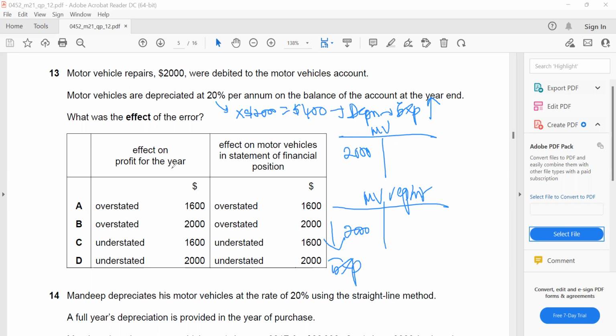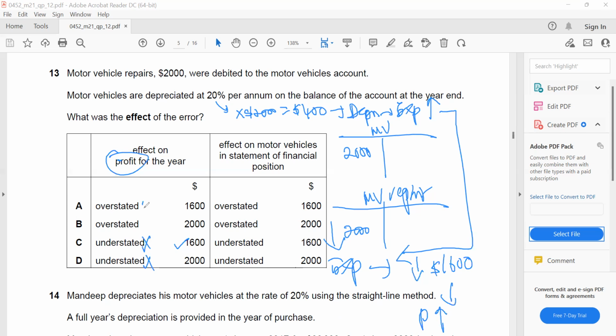So here, the effect on the profit for the year: understated 2,000, overstated 400. So the net effect for these two will be understated 1,600. This one is about the expenses, and this one is talking about the profit. In this case it cannot be understated, because these expenses are understated, so profit should be overstated. The answer should be E. And take note that profit and the asset normally have the same effect, which is when one is overstated, the other is also overstated, most of the time. Okay, now let's move on.